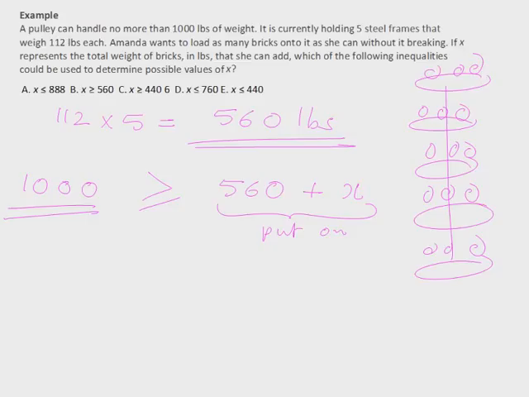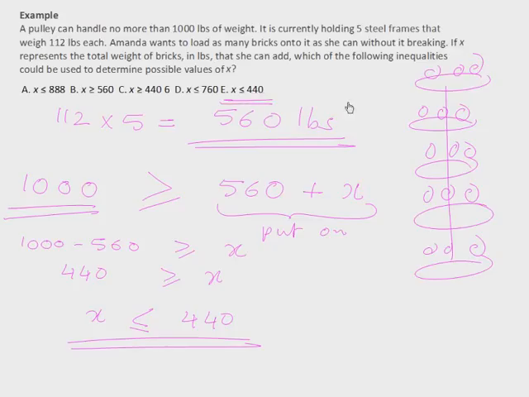And now you solve for x. Subtract 560 from both sides. So I get 1000 minus 560 will be greater than equal to x. So I get 440 is greater than equal to x. Rewriting it, I get x is less than equal to 440. So the total weight of the bricks cannot exceed 440 pounds. It can be at most 440 pounds. The answer is E.